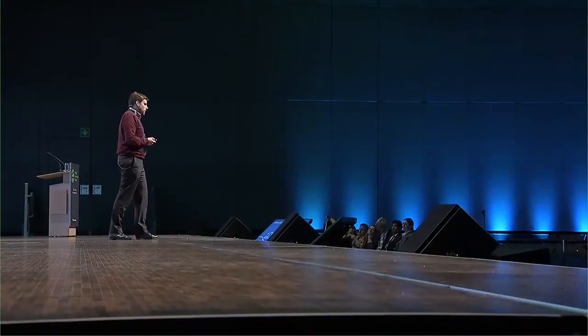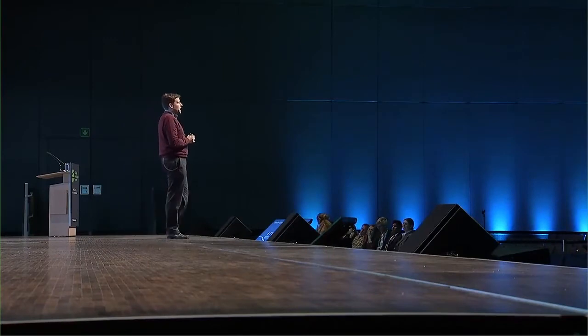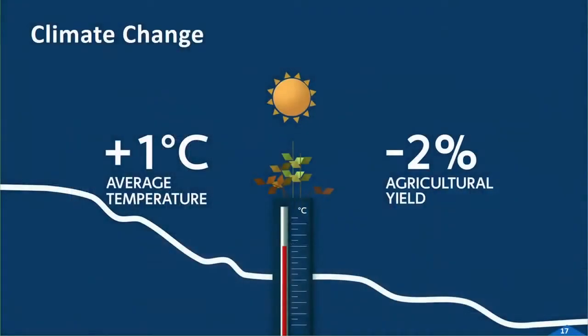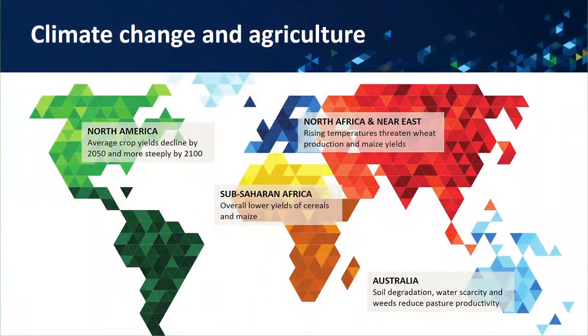Climate change, I already mentioned it. The impacts of climate change on agriculture are predicted to be severe. With every degree rise in temperature, we're thinking about a 2% decrease in agricultural yield. And these effects vary vastly across the globe. Different parts of the world are affected by climate change very, very differently. Here are just a few examples.